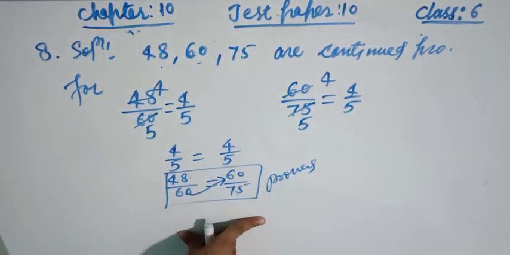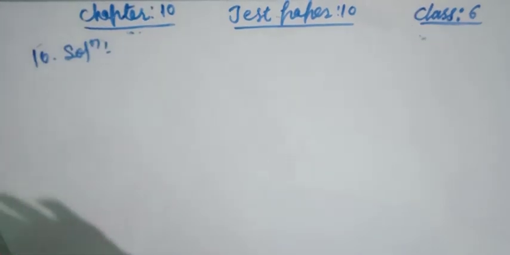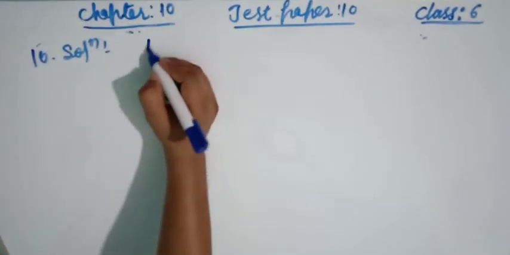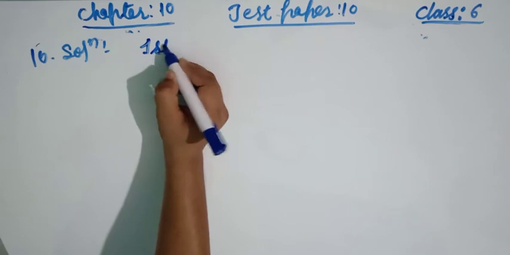Now see the next one, question number 10. It says that a car travels 288 km in 4 hours. The first situation, the first condition, is here.